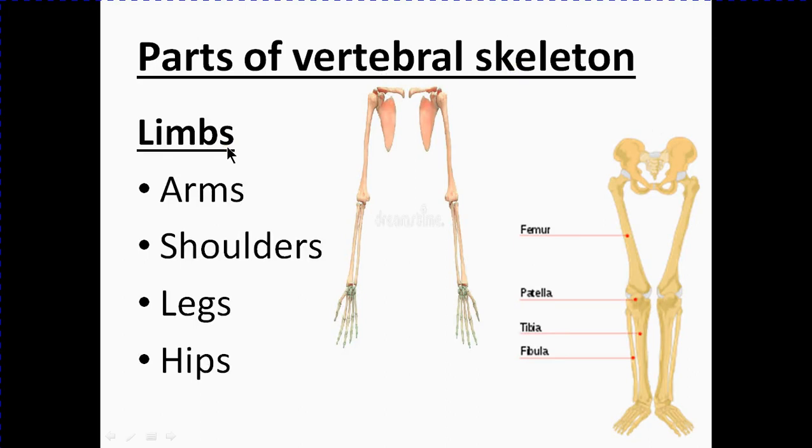Parts of the vertebral skeleton. Number 4 is limbs. Limbs are of two types, upper limbs and lower limbs. In upper limbs we have arms and shoulders, and in lower limbs we have legs and hips.